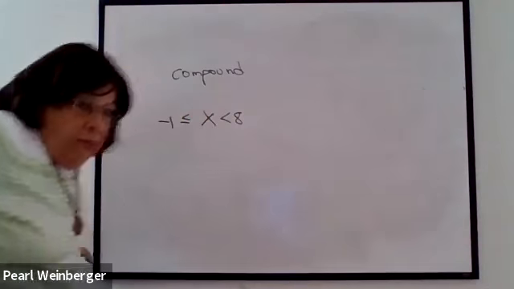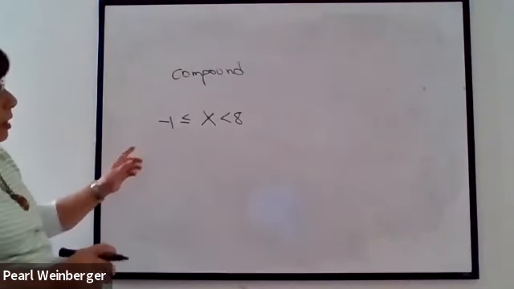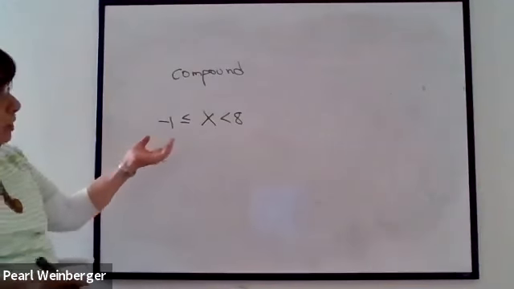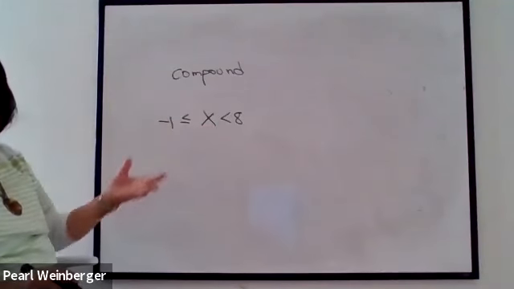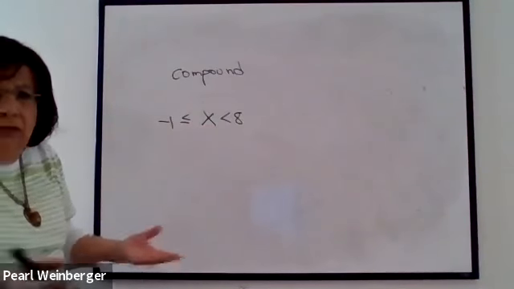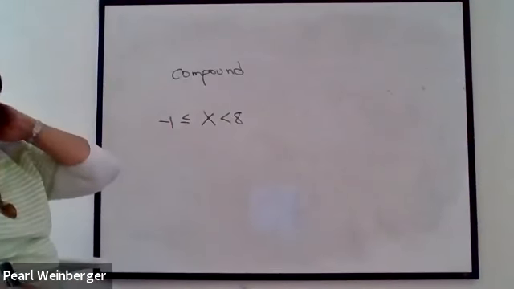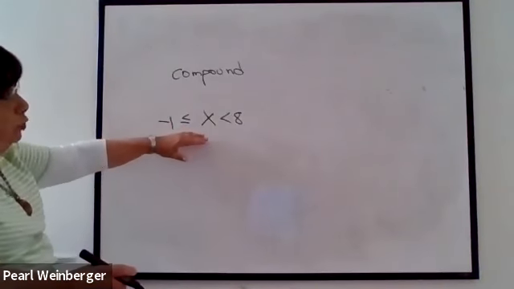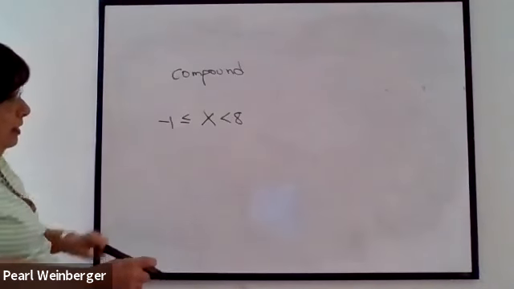This is an example of what's called a compound inequality. It's really a strange thing to write because I'm writing two inequality signs. When I write an equation, I don't write two equal signs. How can I do this with an inequality? Well, really what I'm trying to say, this is a shorthand way of writing this statement.